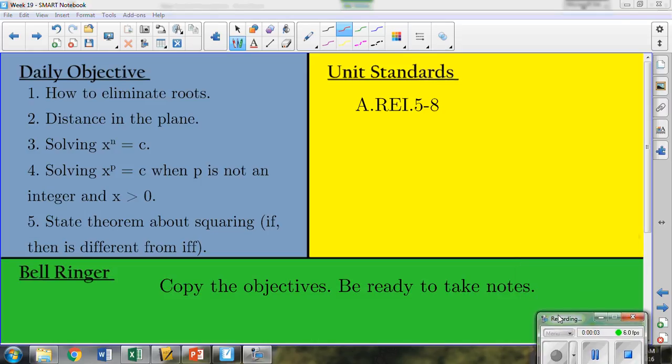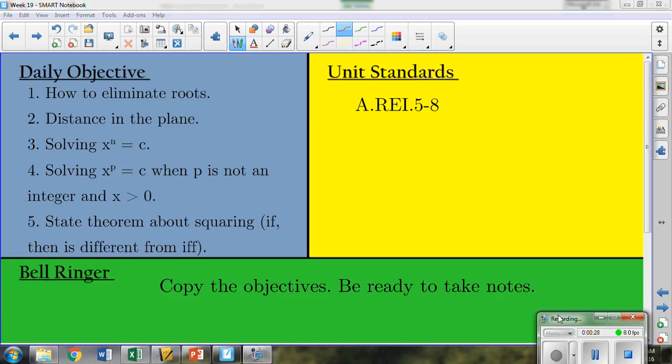In this video, we are going to begin our discussion on fractional exponents, the topic of Chapter 4, Section 3. This has 5 objectives. First of all, how do you eliminate square roots? So basically solving problems algebraically. We will also examine distance problems in the plane, specifically parabolas.